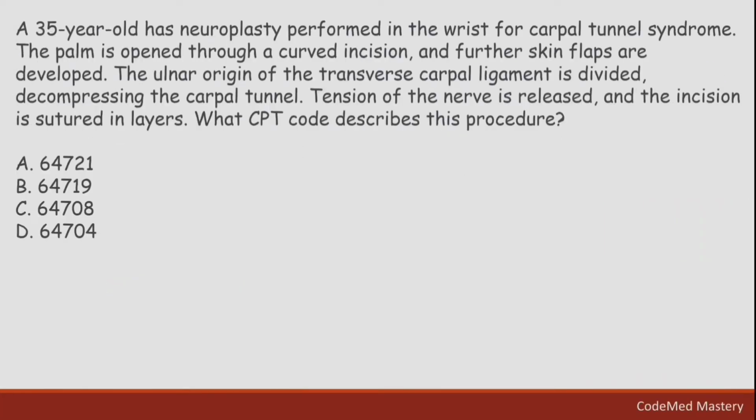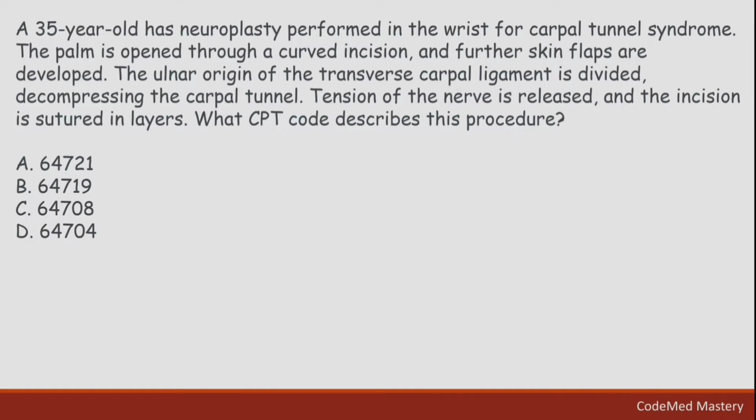Read the question. A 35-year-old has neuroplasty performed in the wrist for carpal tunnel syndrome. The palm is opened through a curved incision and further skin flaps are developed. The ulnar origin of the transverse carpal ligament is divided, decompressing the carpal tunnel. Tension of the nerve is released and the incision is sutured in layers. What CPT code describes this procedure?